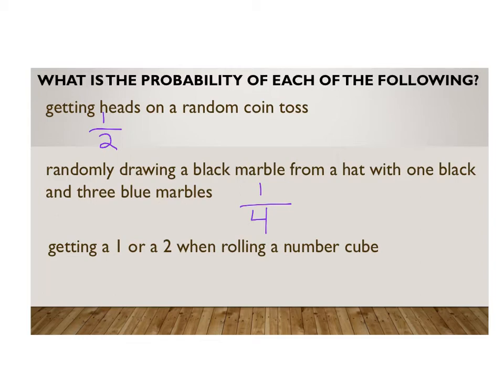All right. What is the probability of getting a 1 or a 2 when rolling a number cube? Again, how many possibilities? On a number cube, there's 6 sides, 1 through 6. So there are 6 different numbers you could get. Getting a 1 or 2, we're looking at getting 2 different numbers, either a 1 or a 2. So the probability would be 1/3.